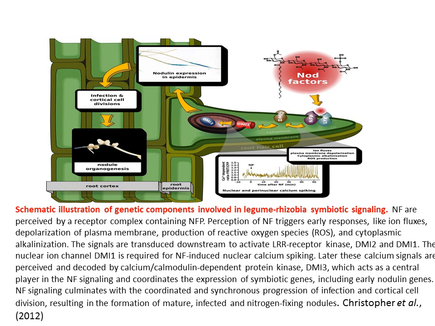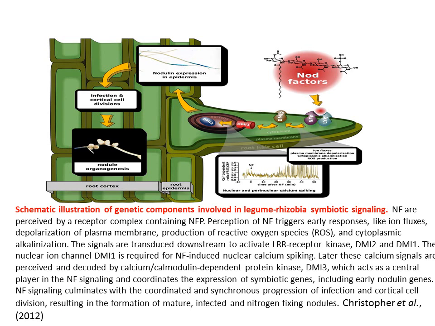So in this particular image, you could see the nod factor synthesized by the rhizobium, which is perceived, that is, it binds onto the receptor proteins present on the surface of the host cells. Once perceived, certain early responses happen: the influx of ions, depolarization of the plasma membrane, the production of reactive oxygen species, and also cytoplasmic alkalization. These are the early responses because of this perception.